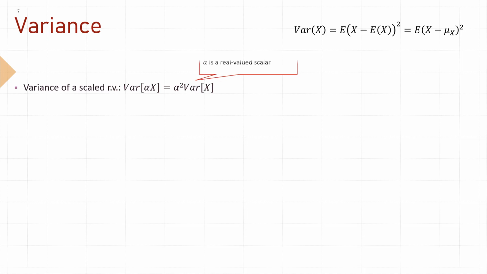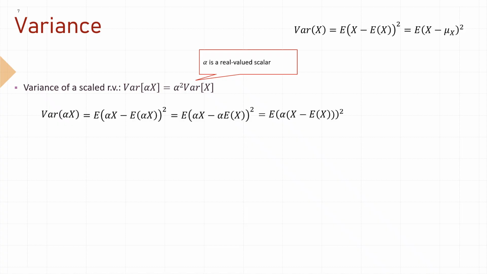When we scale x by a constant alpha, the new random variable stretches or compresses the values of x, which affects how far the values deviate from the mean. Variance of alpha times x is the expectation of the square of alpha x minus expectation of alpha x. Expectation of alpha x can be simplified to alpha times expectation of x. We can factor out alpha and bring it out of the expectation with a power of 2.